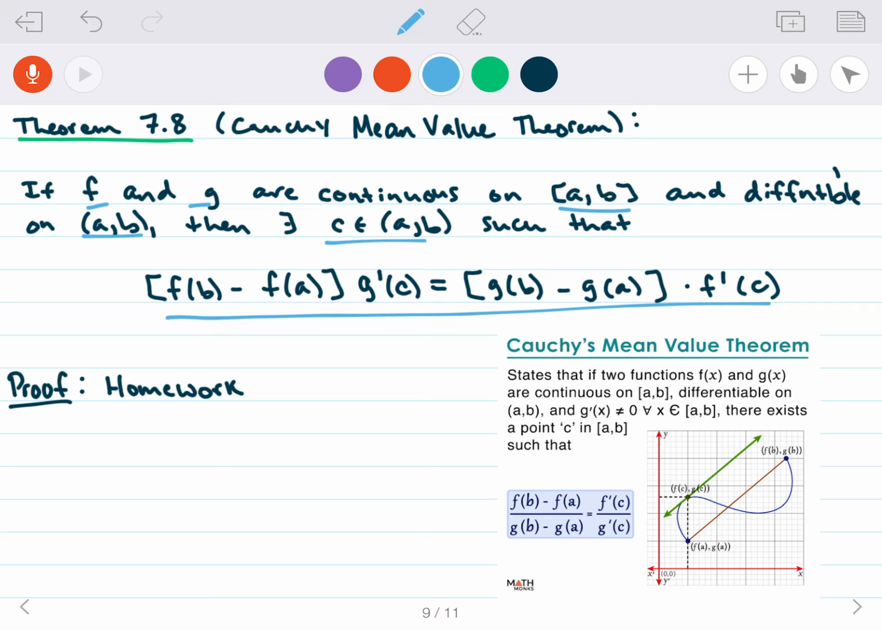Okay, and notice that you can divide both sides by g prime of c, assuming that it's non-zero, and you get this equality right here. So this is the generalized mean value theorem, and I'm not going to prove it, but you guys can investigate this in homework. I think I'm going to assign this for homework. I'm not entirely sure, but we do need this theorem for our next proof.